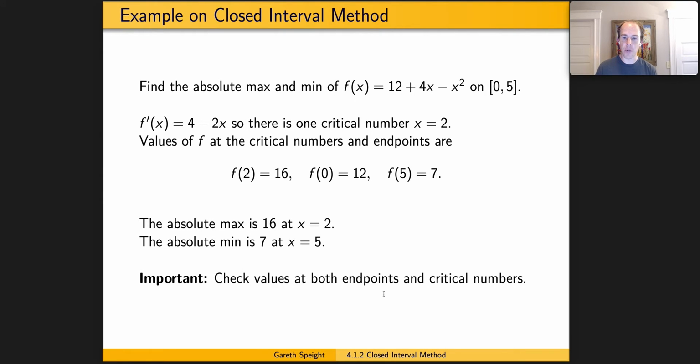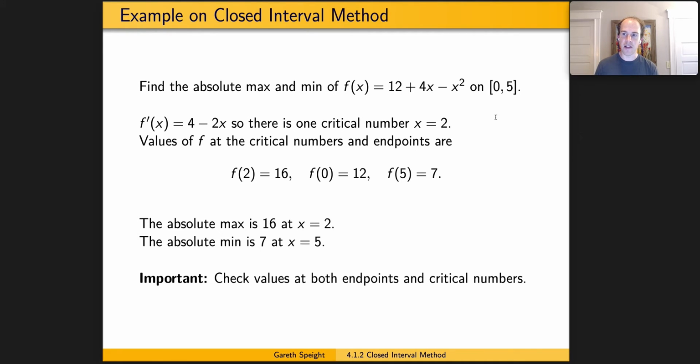So notice here that we have to check both the endpoints and the critical numbers. So it's not sufficient just to do the critical numbers. That is a really common mistake people make. They compute the critical numbers, they compute the value at the critical number, it's great, but then they don't do the endpoints. So notice here that the absolute min, for instance, was at an endpoint.